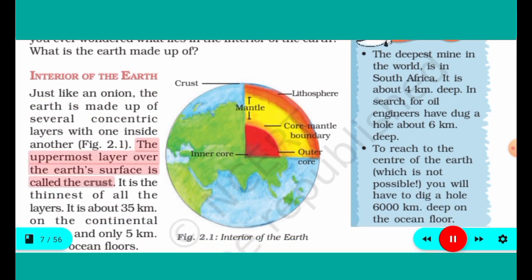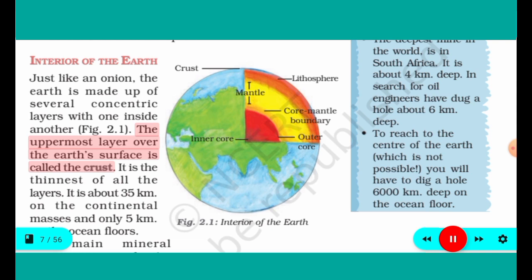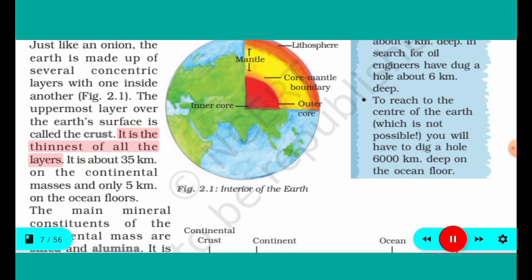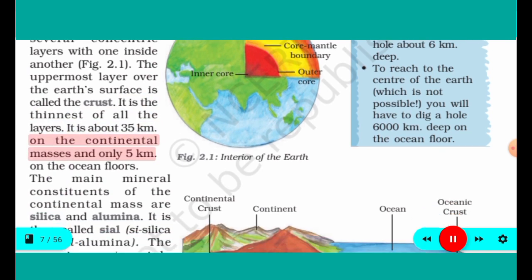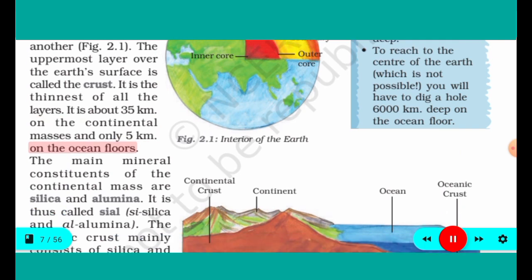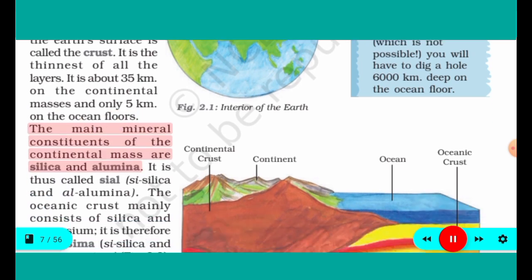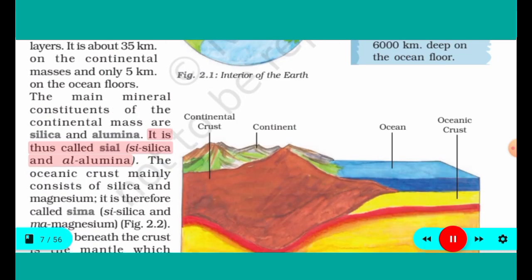2.1. The uppermost layer over the Earth's surface is called the crust. It is the thinnest of all the layers. It is about 35 kilometers on the continental masses and only 5 kilometers on the ocean floors. The main mineral constituents of the continental mass are silica and alumina. It is thus called sial, si for silica and al for alumina.